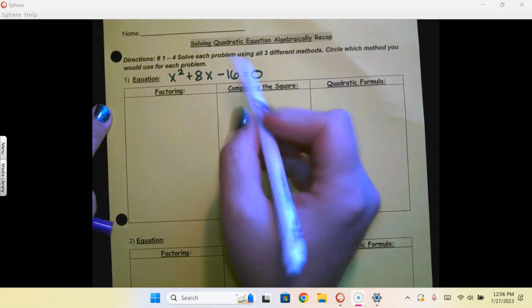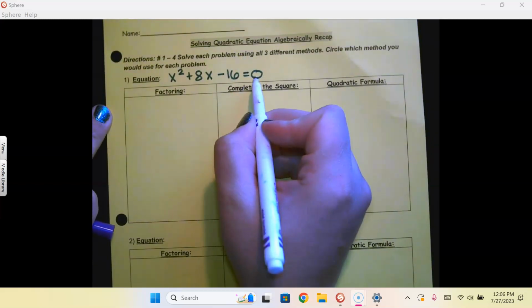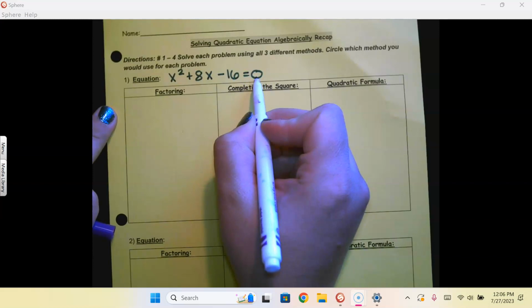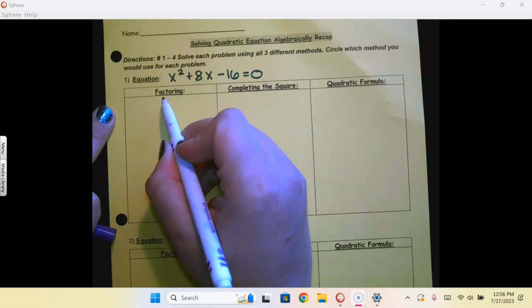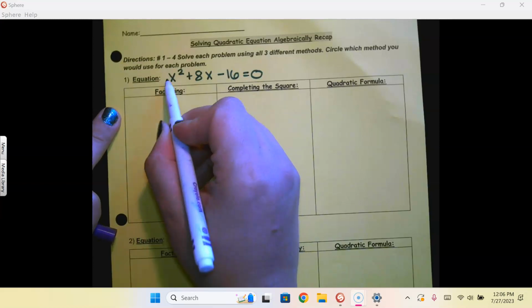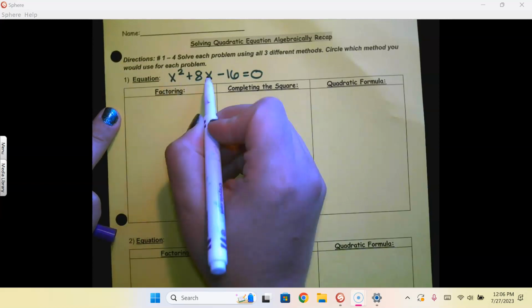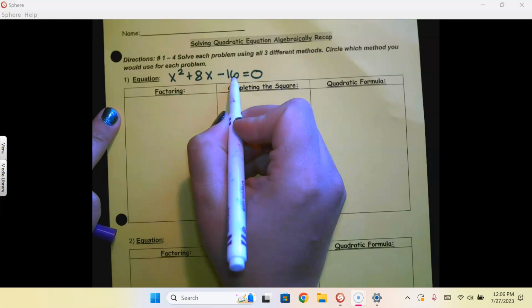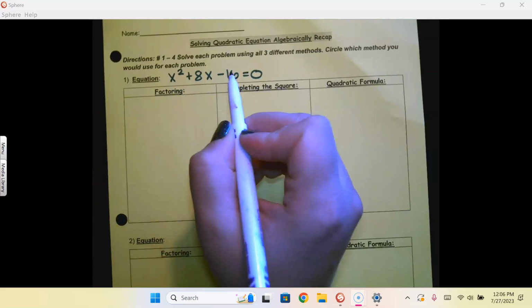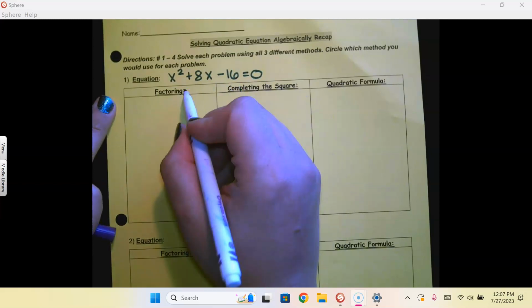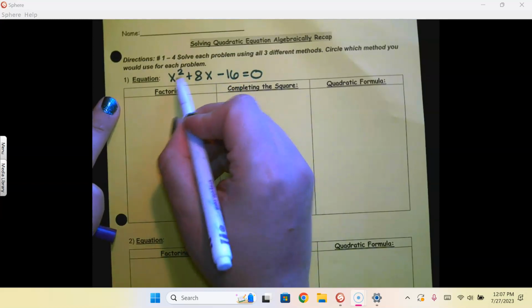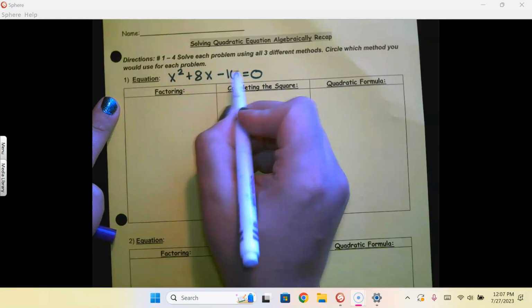So the first way we learned to solve quadratics is by factoring. To factor, it has to equal 0, which it does. And when we're factoring, the very first step is to look for a GCF, something that goes into 1, 8, and 16, and there is no GCF. Then after we look for a GCF, we ask ourselves how many terms, and there's 1, 2, 3.